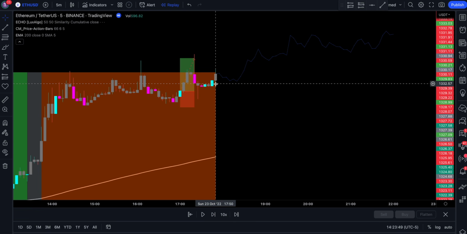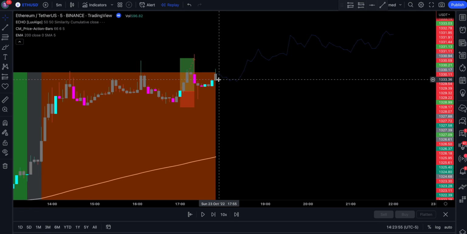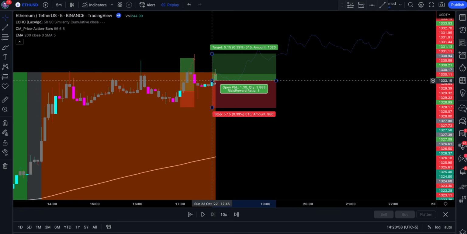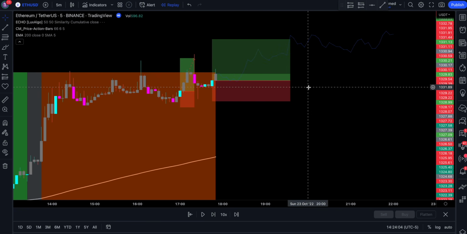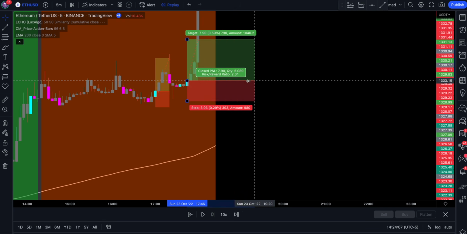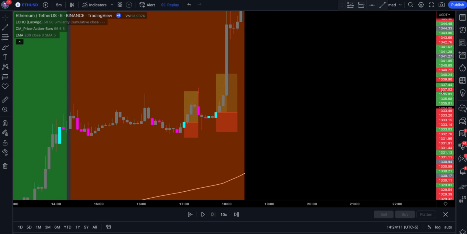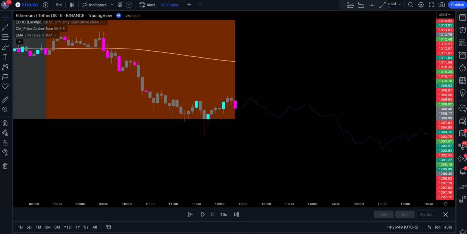Here we had another long signal, and all the conditions were met as well. As you can see, this indicator works like magic. Okay, now let's learn the sell entries.